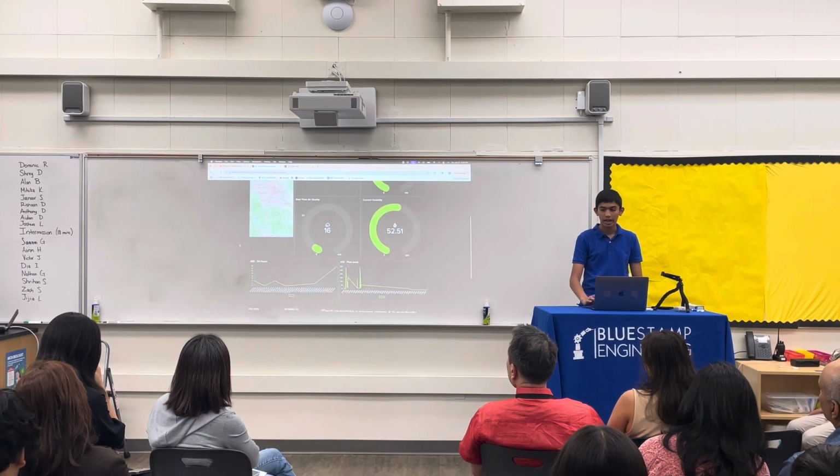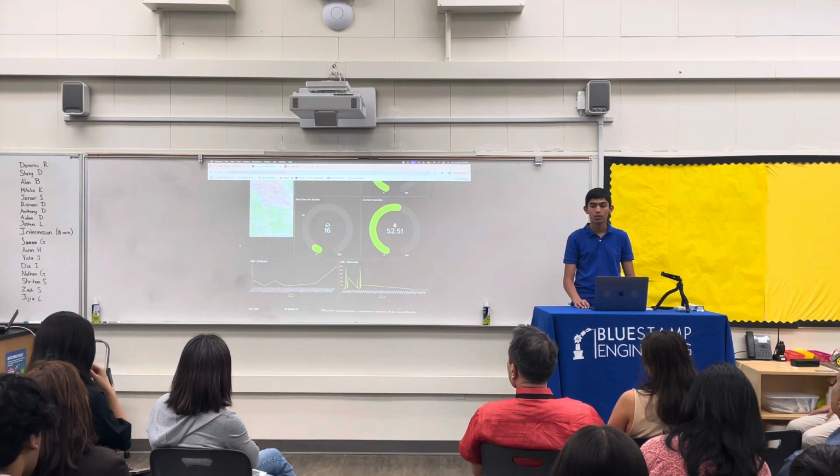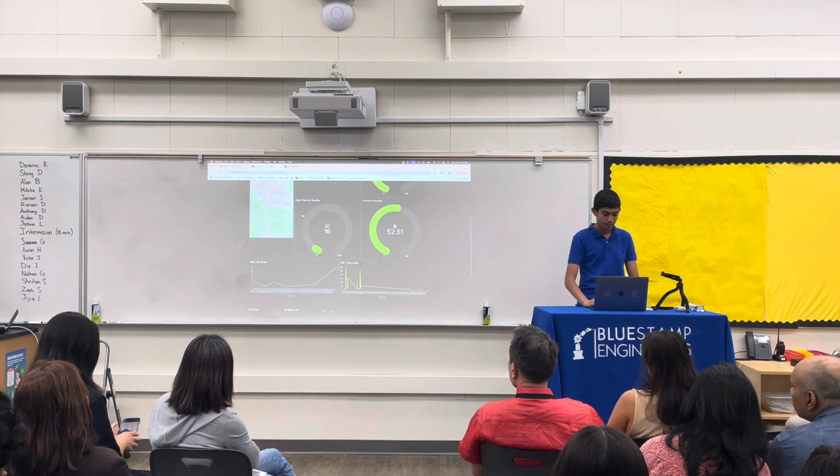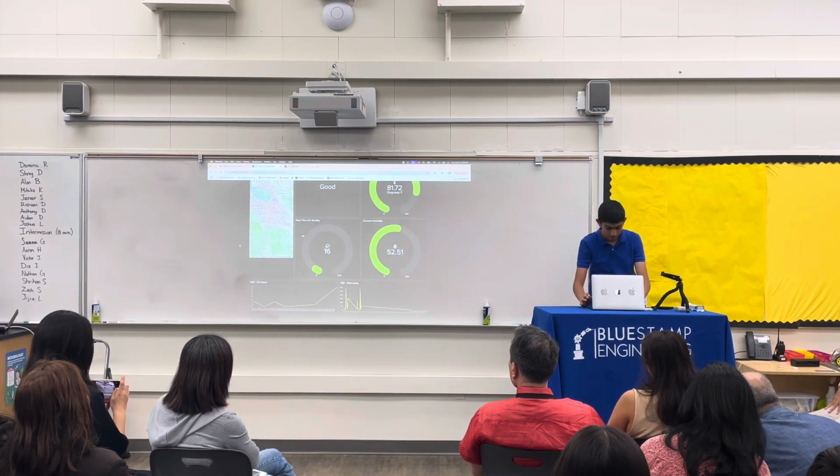There are also 2 line graphs at the bottom which show the air quality over 1 day and 1 week. Now I will show you the parts of the project.